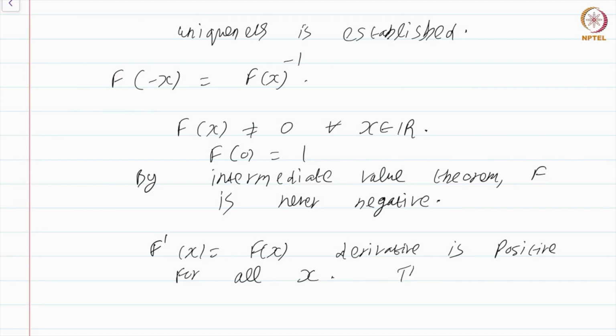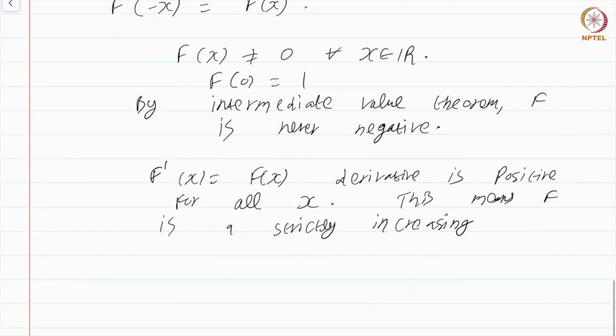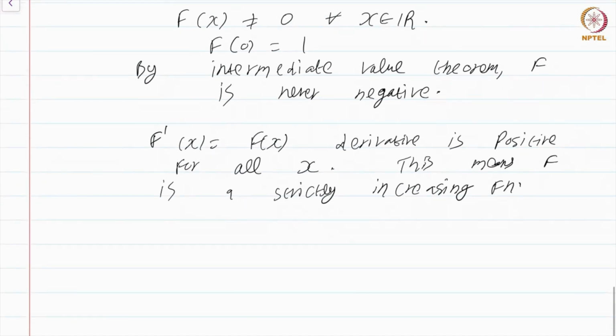This means f is a strictly increasing function, which we have seen in the various theorems that we have established in the part on calculus, the part on differentiation. So f is a strictly increasing function. Not only that, f double prime is also equal to f prime is also equal to f is also positive, which just goes to show that f is convex upwards.